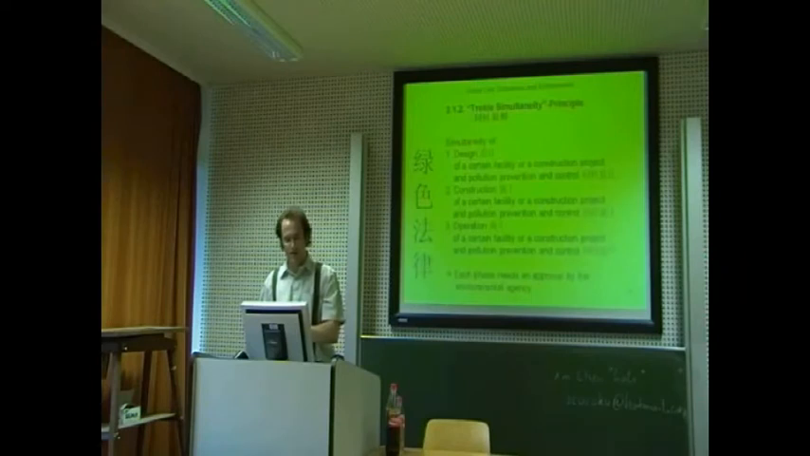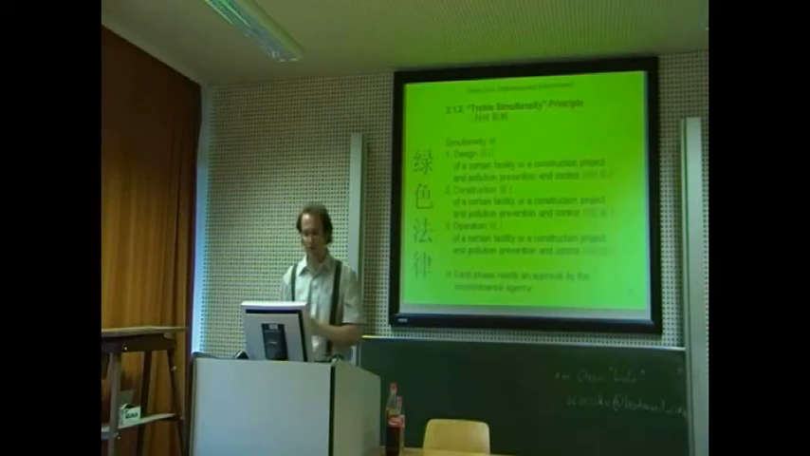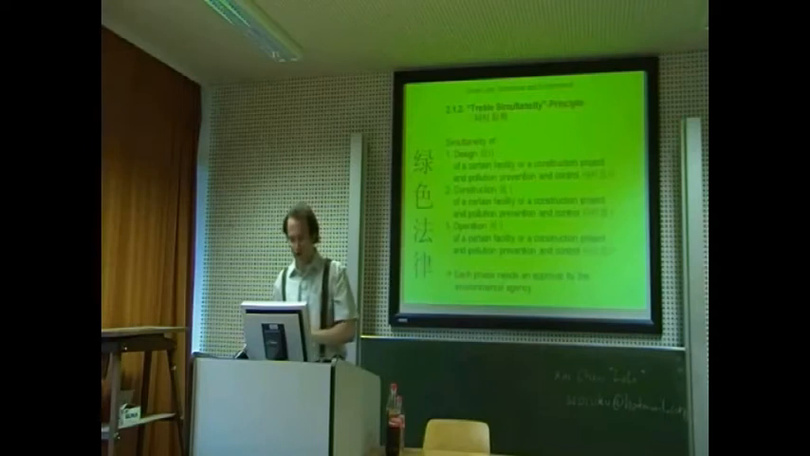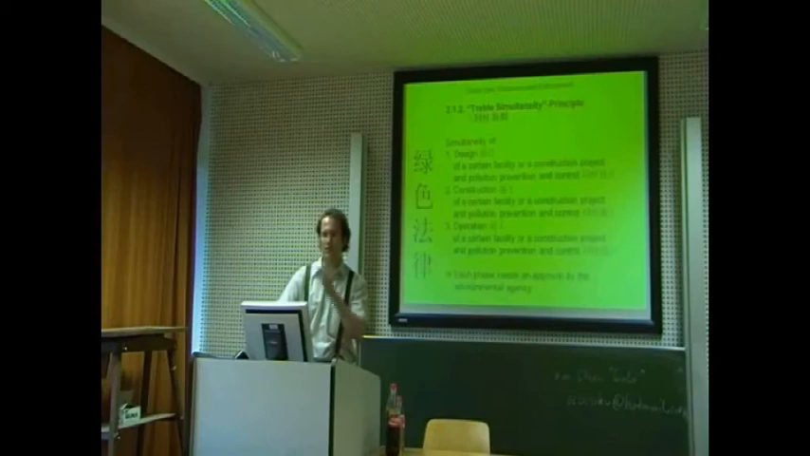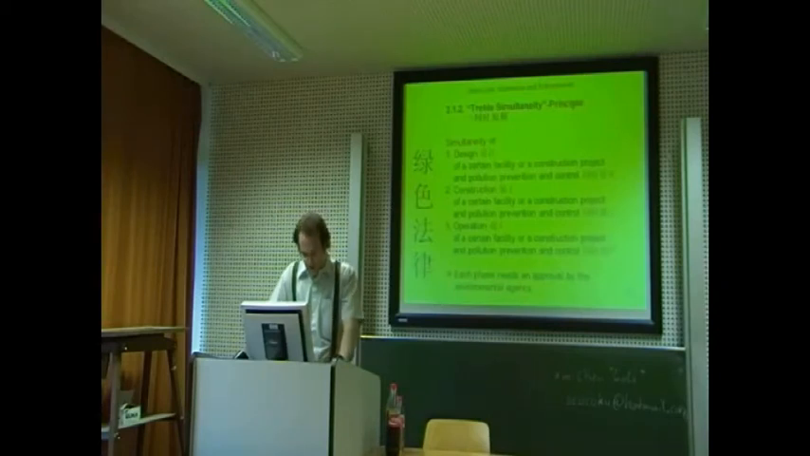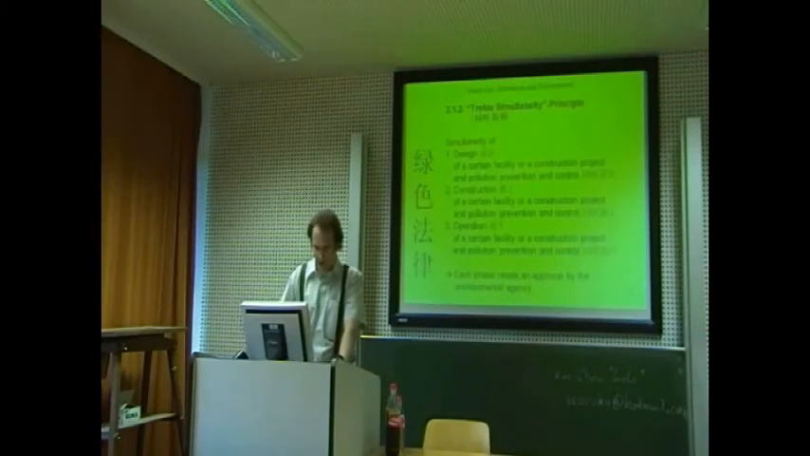The second period is the construction phase, 施工. There must be a simultaneity of construction of a certain facility and pollution prevention and control. The third is the simultaneity of operation, so when the construction is already done, of a certain facility and pollution prevention and control. Each phase needs an approval by the environmental agency before starting the next phase. So one step after another.